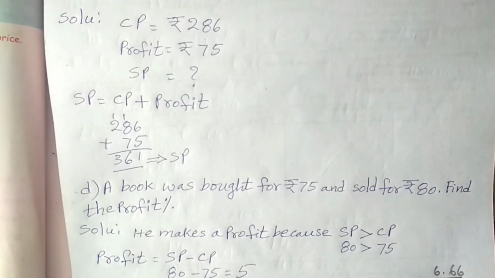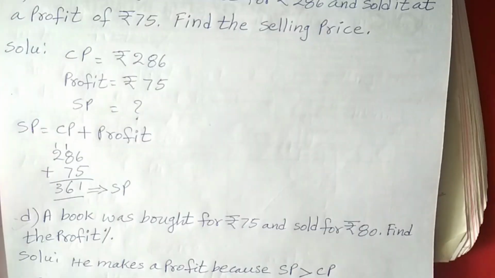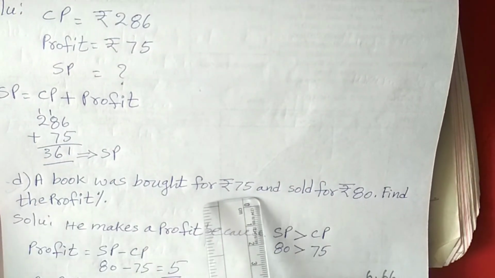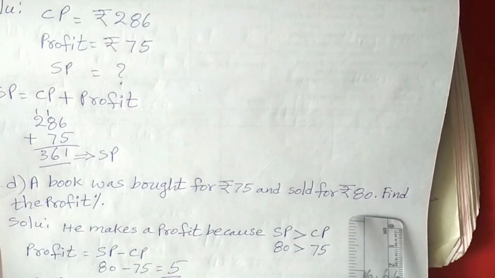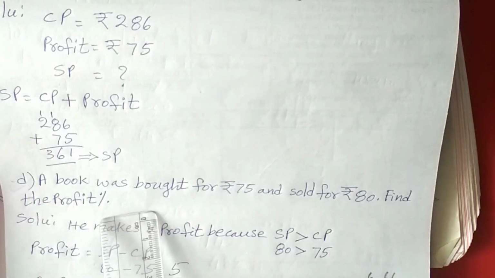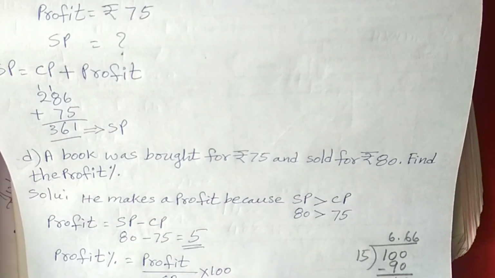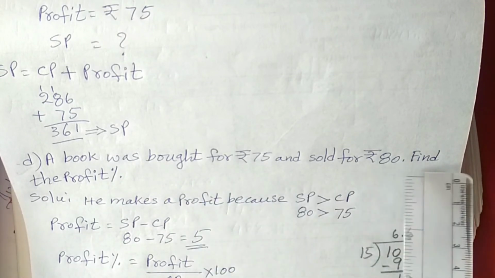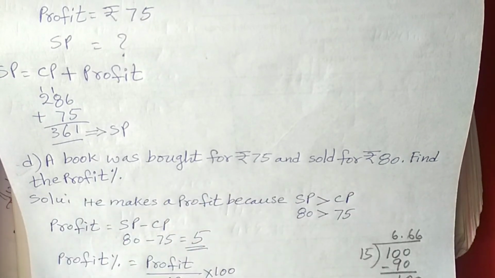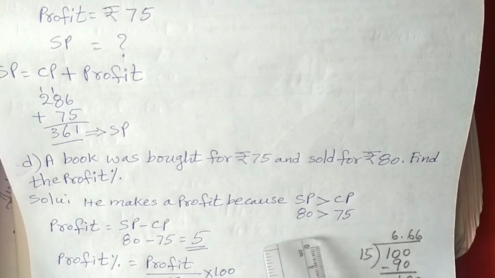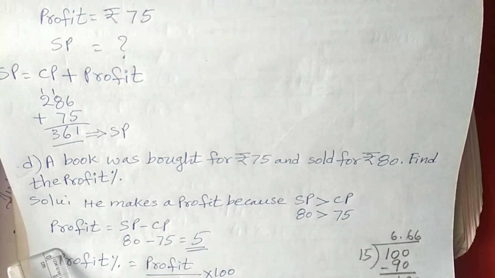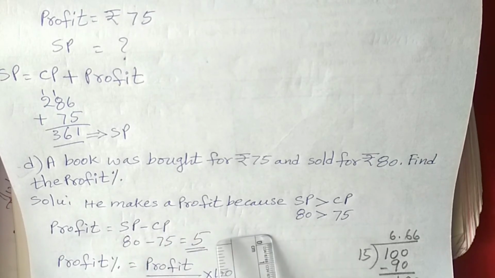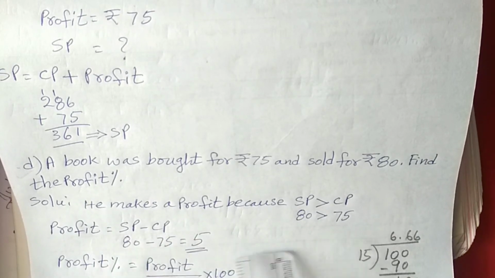Now see here, D bit. A book was bought for 75 rupees and sold for 80 rupees. Find the profit percent. Now solution, see, he makes a profit because selling price is greater than the cost price, right? So 80 is greater than 75. Profit, how we will find here? Selling price minus cost price. 80 minus 75 is 5.